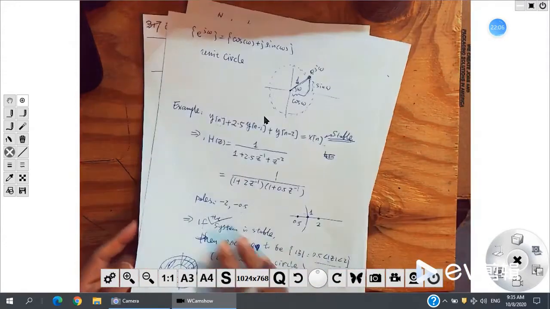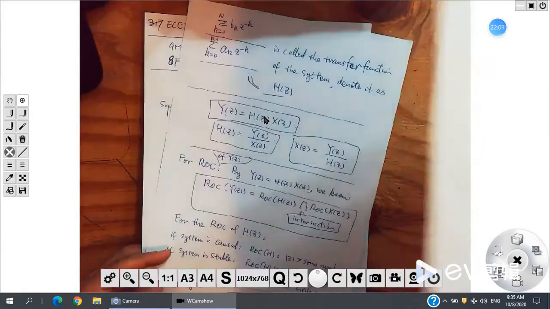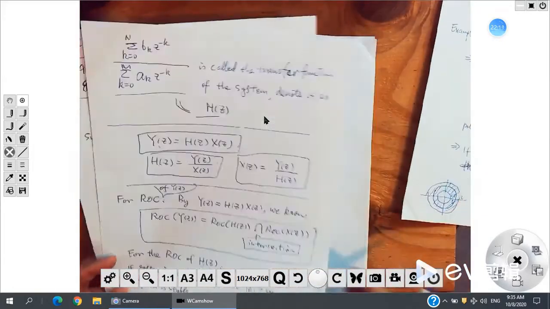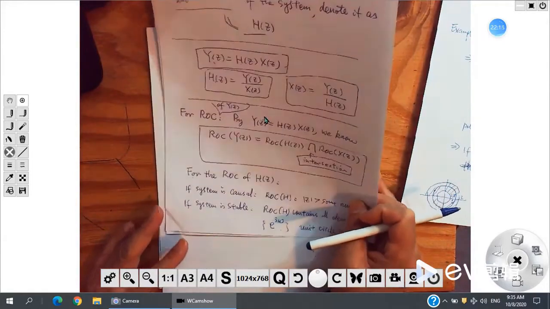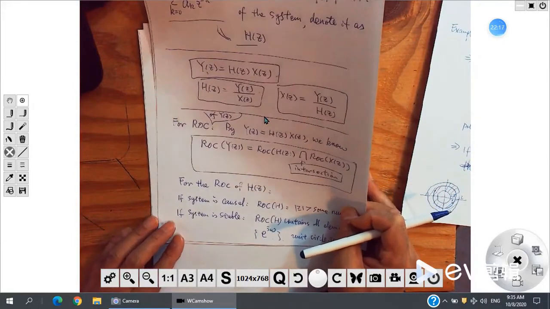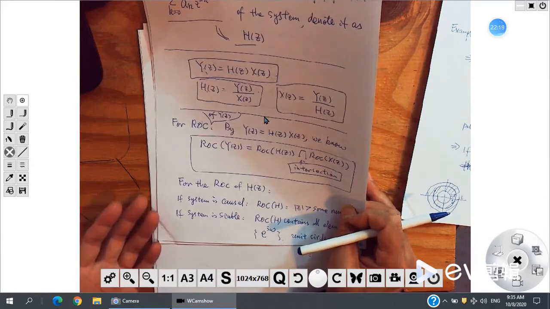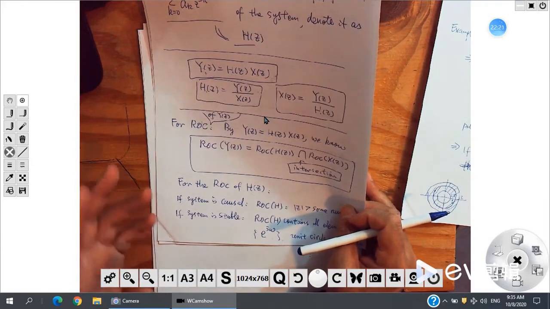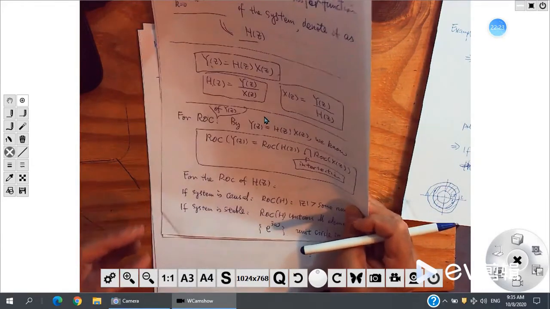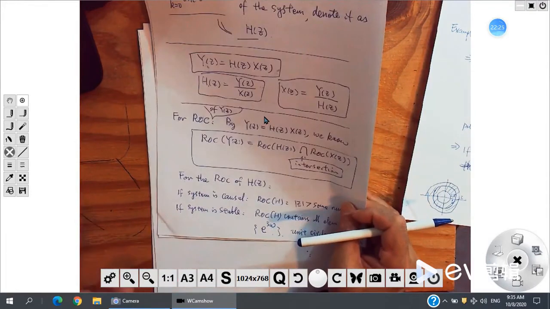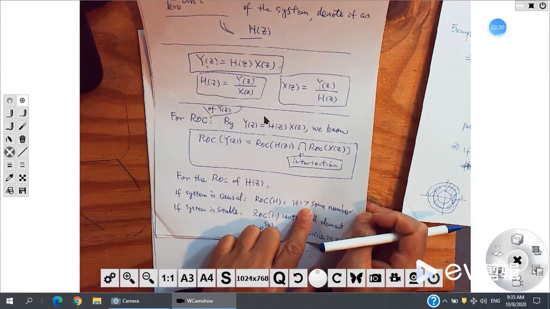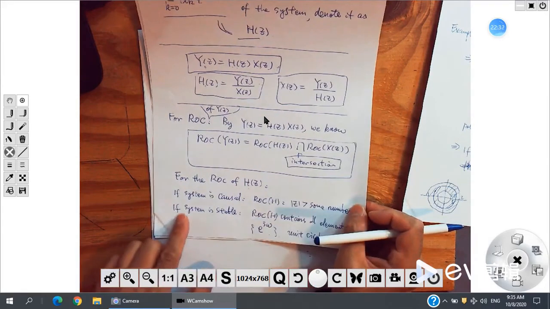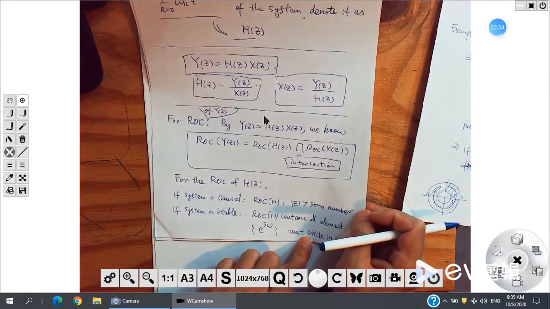So we have three cases here. Of course, we still have another case that you don't need to think about. That means the ROC is given. If the ROC is given, that's it, no problem. You just use that. But if the ROC is not given, and the problem states the system is causal, you use this kind of thing as the ROC. If the system is stable, you use this kind of thing as the ROC.